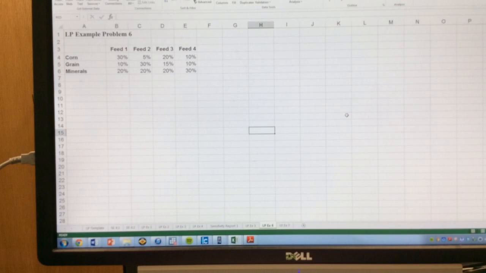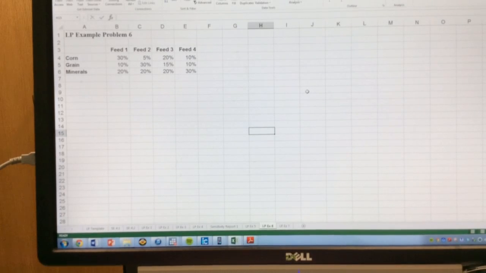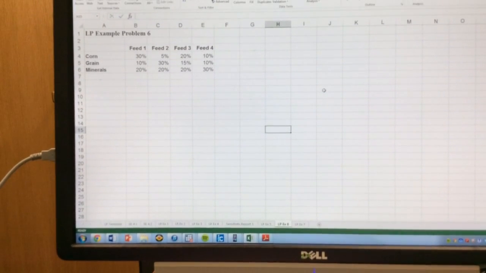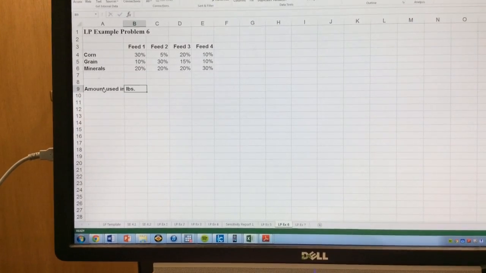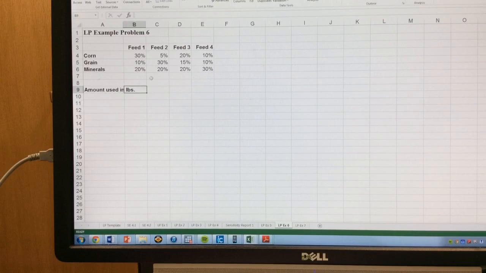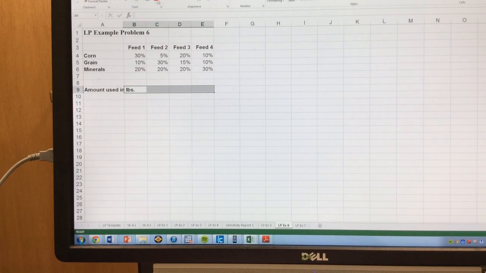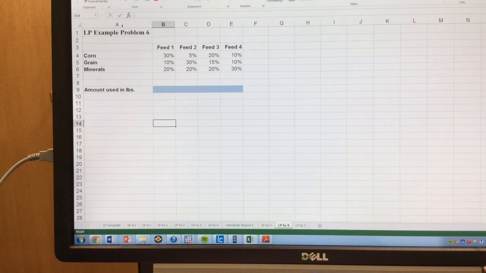So we have feed 1, feed 2, feed 3. This is the information given in the problem. And so we want to think about, how do we optimize this function? Okay, so our optimization function, we need to define our variables. So how much, in pounds, is used of each one? These are going to be my x1 through x4 variables. That's the amount I use in pounds for each one. All right, let's go ahead and box that in.